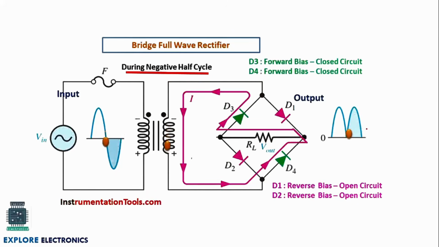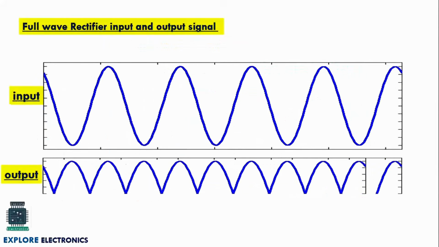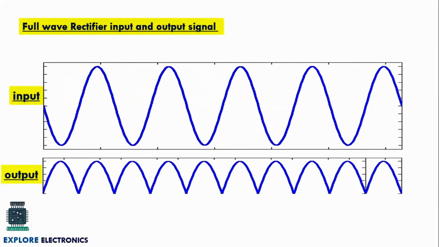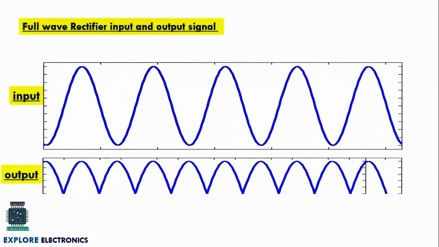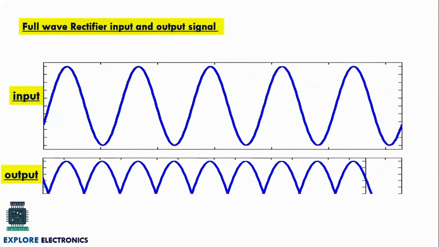The full wave rectifier output, as we saw in the previous slide with the center tapped full wave rectifier, similarly we are going to get the output here. This is how the bridge rectifier is going to work. Here you can observe the output is the same as the full wave center tapped rectifier. Both the center tap as well as the bridge rectifier outputs will be of the same kind.